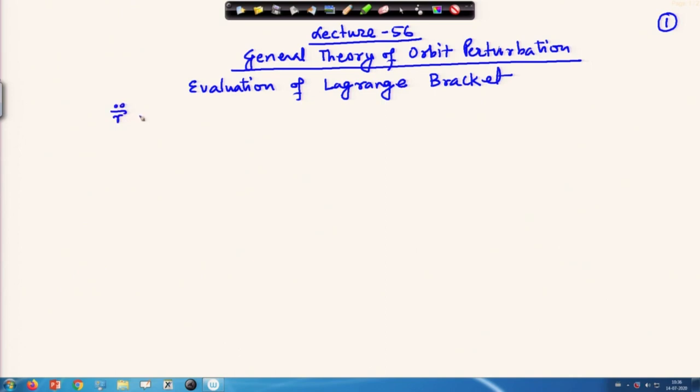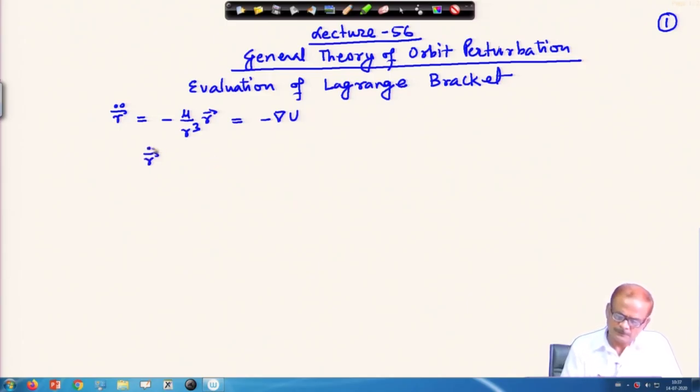The orbit, this movement of a body, a heavenly body about another heavenly body in relative terms, we have written it like this, mu by r cube r, and this also we have written in terms of minus del u. Now, the solution to this problem, mu by r cube r equal to 0.